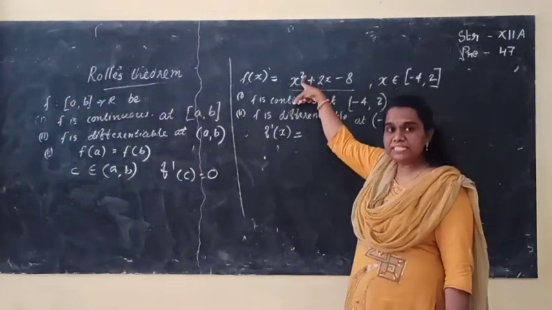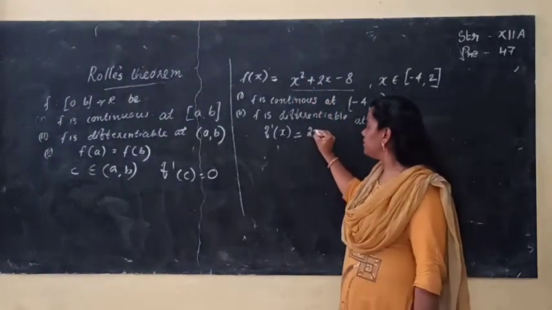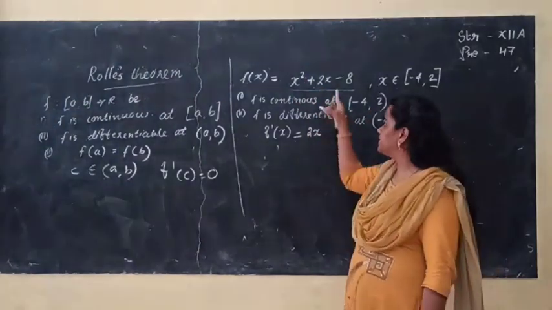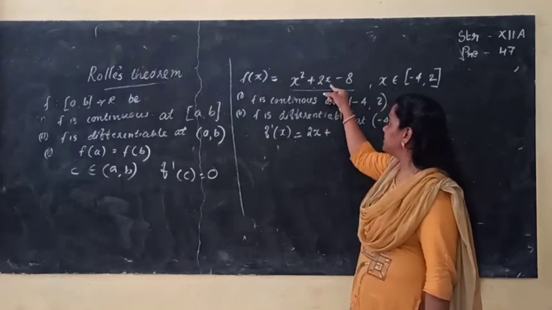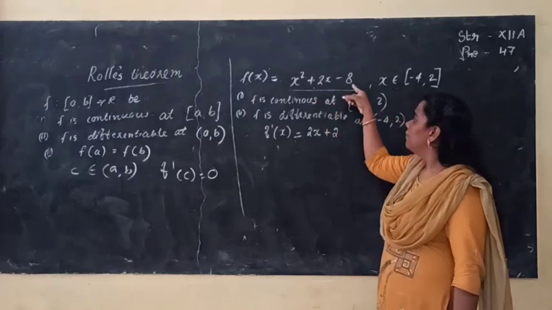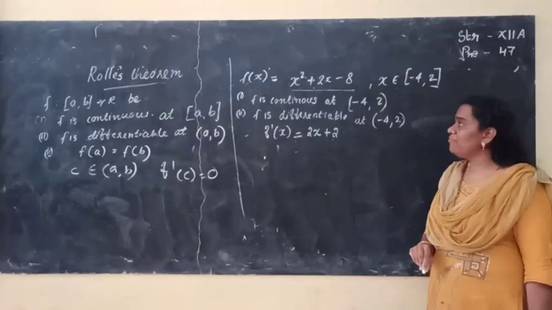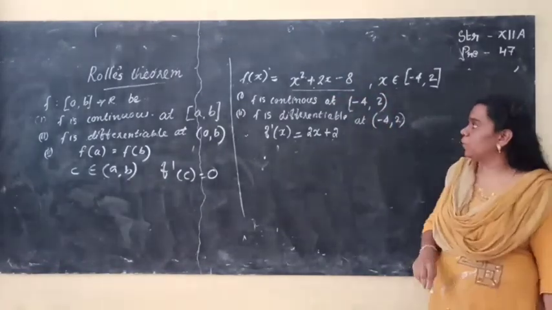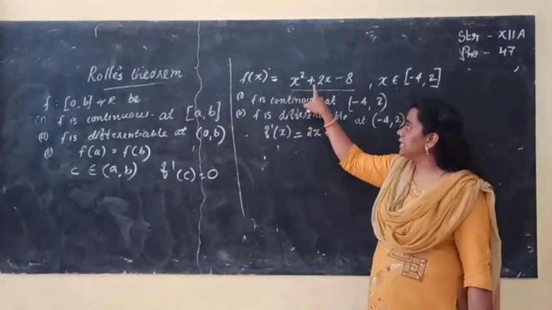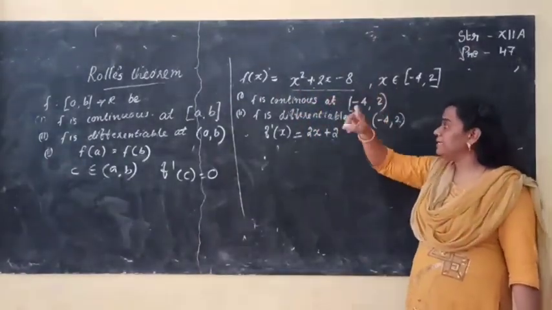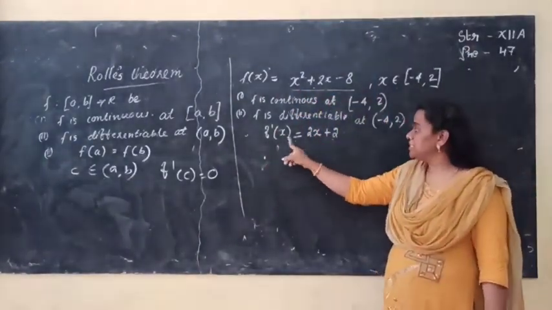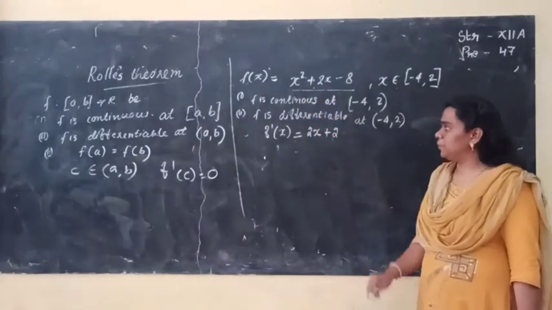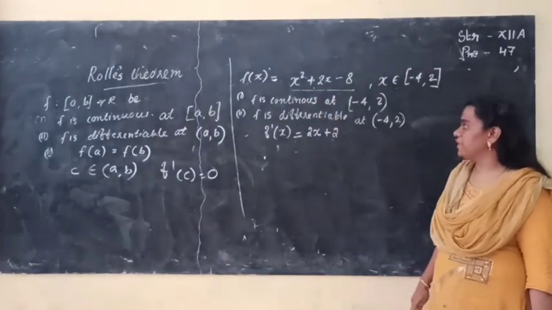What is the derivative of x square? The derivative of x square is 2x, plus 2x, whose derivative is 2, minus 8. What is the derivative of minus 8? Minus 8 is a constant number, so its derivative is 0. Then f of x is equal to x square plus 2x minus 8, and f dash x is 2x plus 2. So f is differentiable.